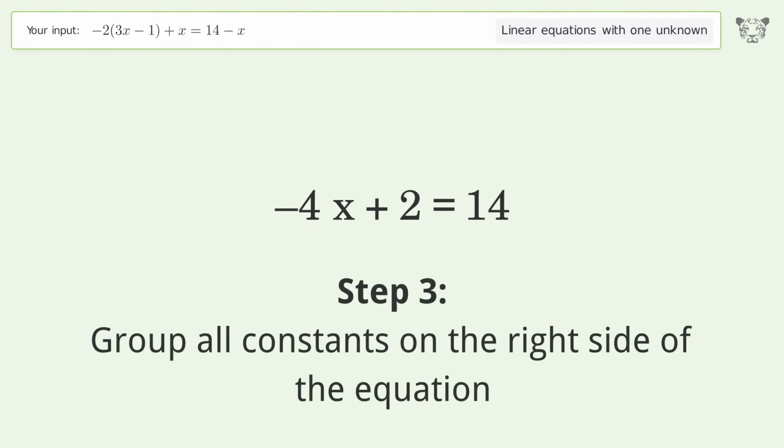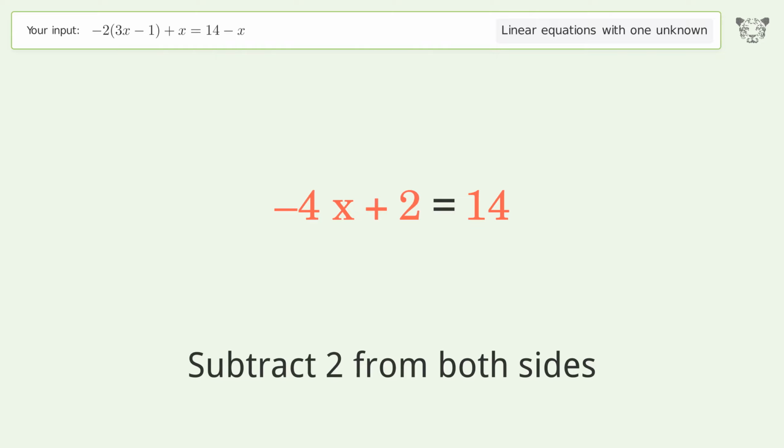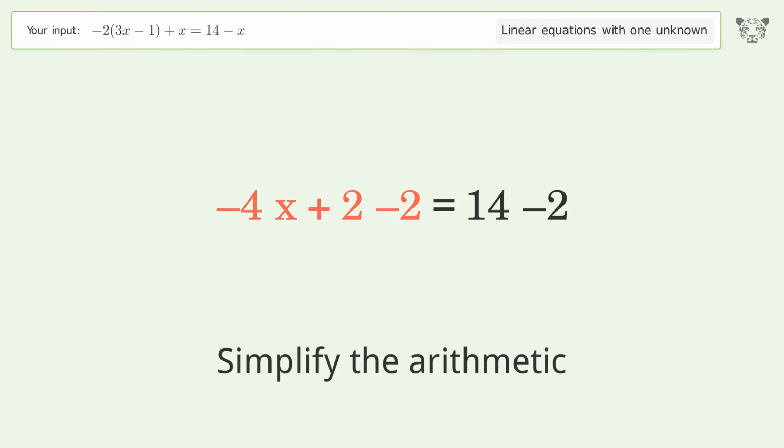Group all constants on the right side of the equation. Subtract 2 from both sides. Simplify the arithmetic.